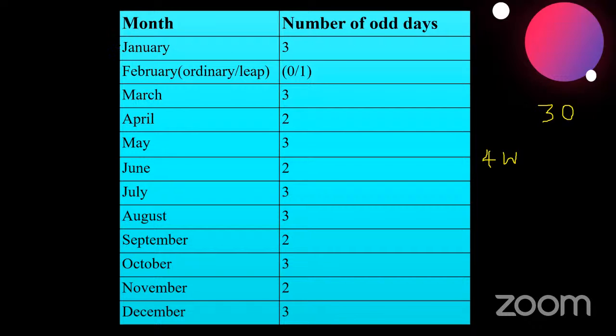Now if we don't know the number of days in a year, we know how many days are there in each month, right? So January 31, February, if it is an ordinary year, we have only 28 days. If it is a leap year, we'll be having 29 days. March will be having 31 days. April 30 days. May will be having 31 days.